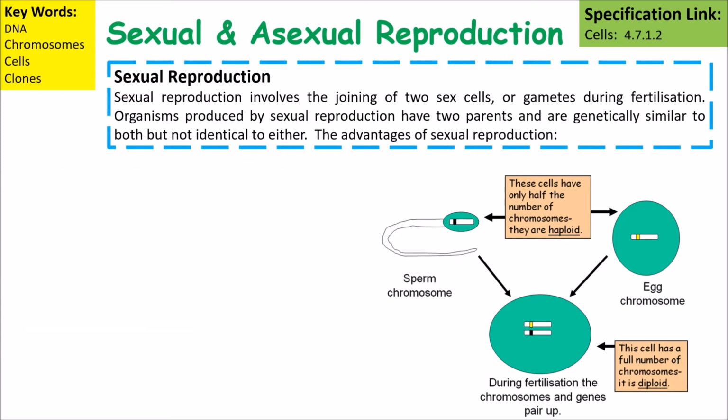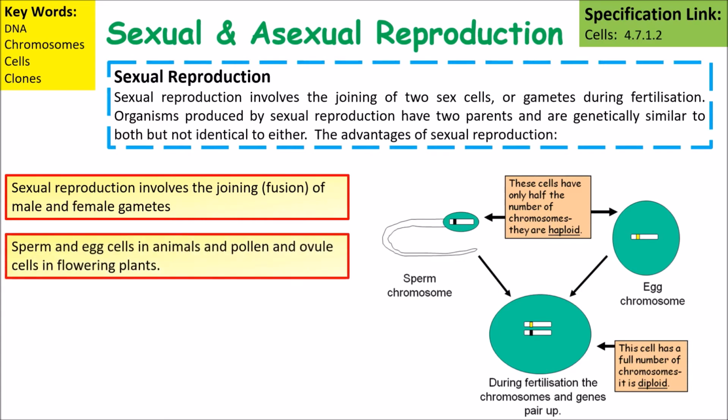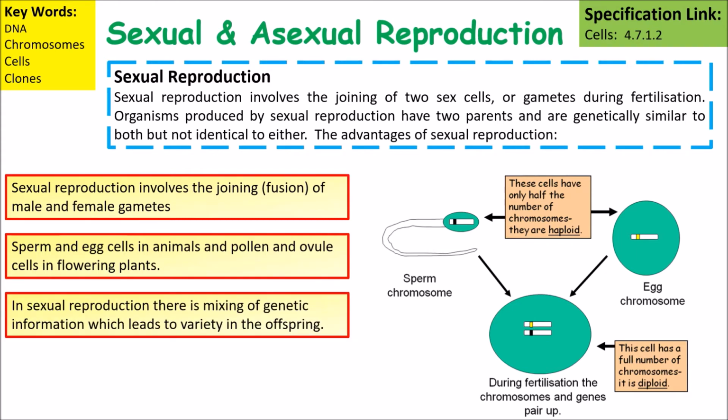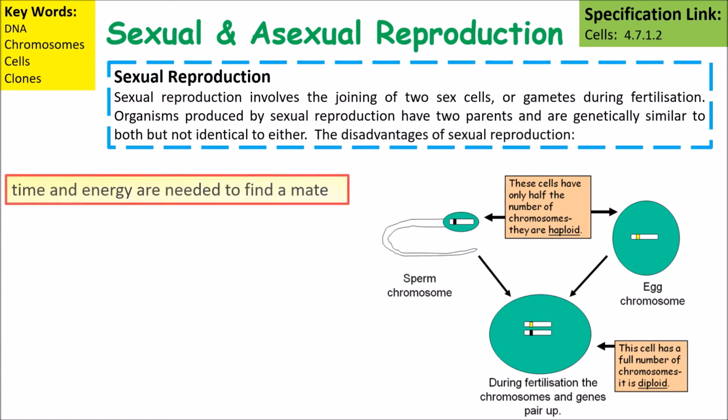Sexual reproduction involves the joining of two sex cells or gametes during fertilization. Organisms produced by sexual reproduction have two parents and are genetically similar to each other but not identical to either. So the advantages of sexual reproduction are that it involves the fusion of male and female gametes, so that is the sperm and the egg cells in a plant. Sexual reproduction leads to variety in the offspring, and it involves meiosis.